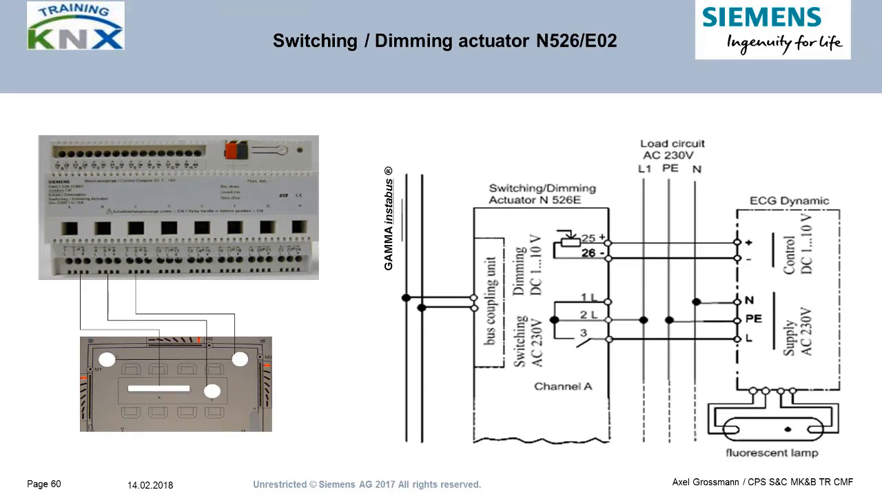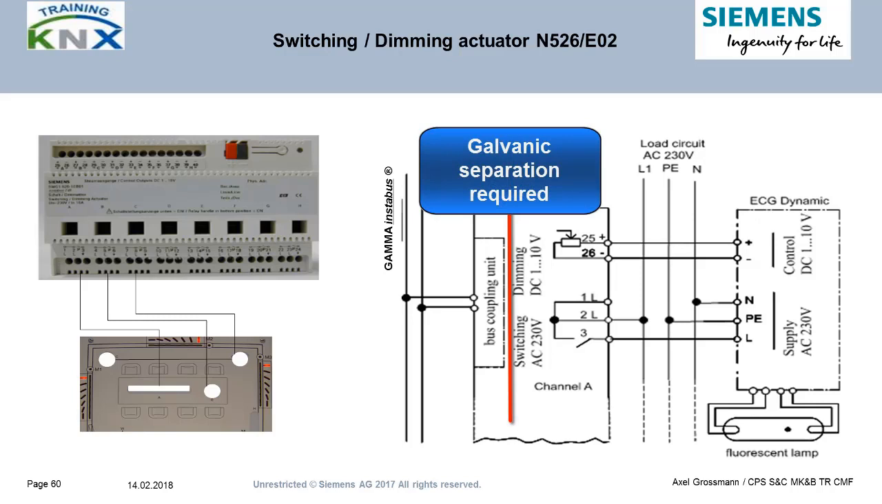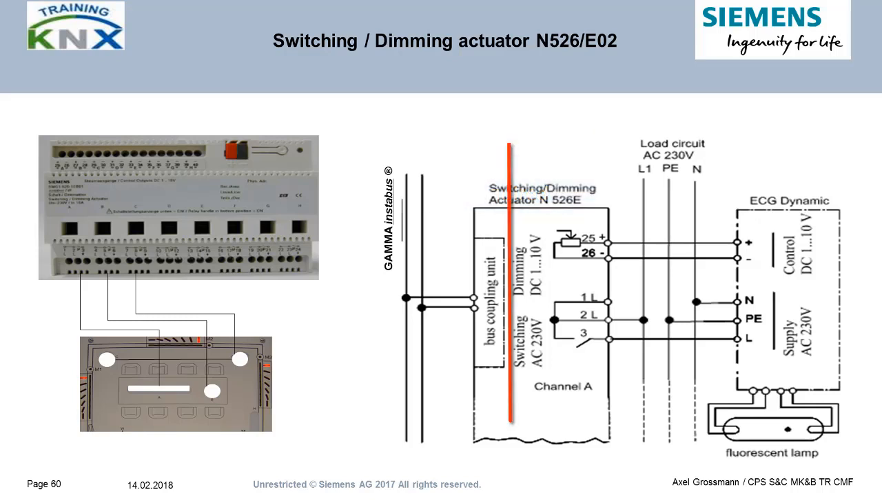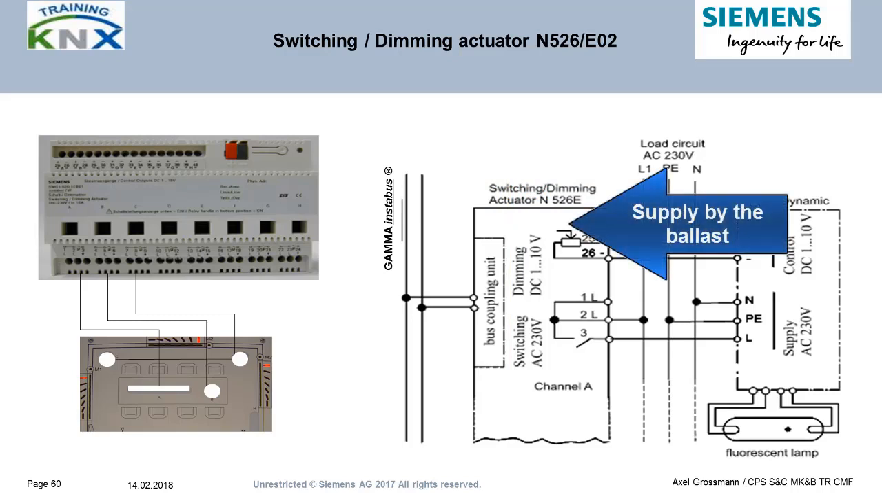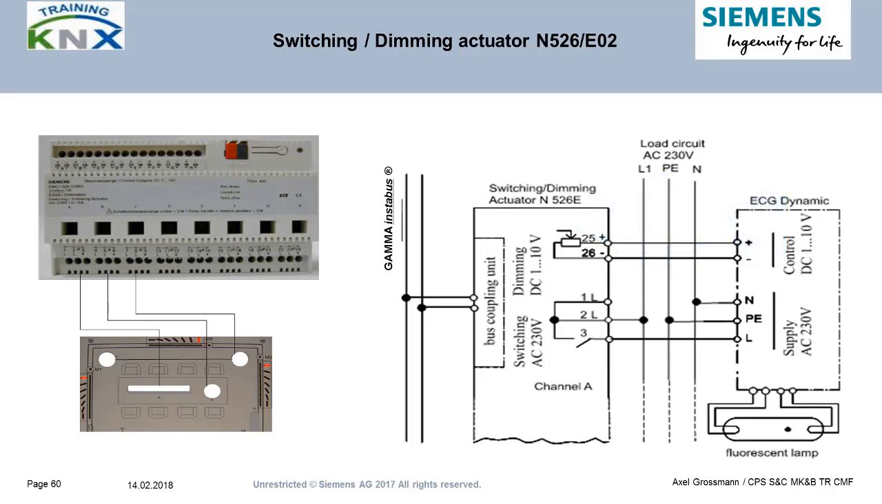The control voltage range, starting from 1 volt DC instead of 0, results from early developments using the ECG to supply the control circuit on the switch dim actuator. There must be a safe galvanic separation between the bus controller and the application module because the KNX bus is safety extra low voltage, SELV. The operation energy had to be supplied by the ballast. The application circuit, however, could only work at or above 1 volt DC. So this was the minimum dimming level as well.